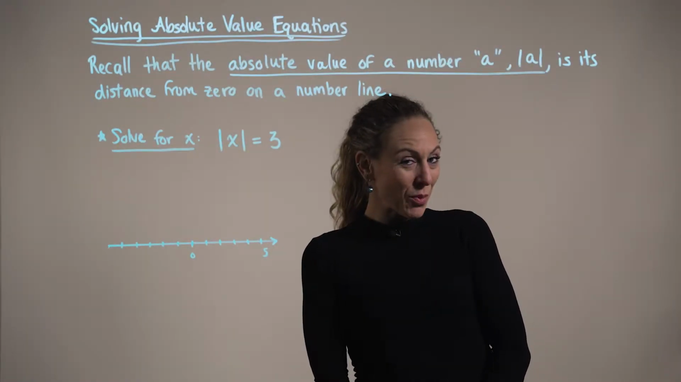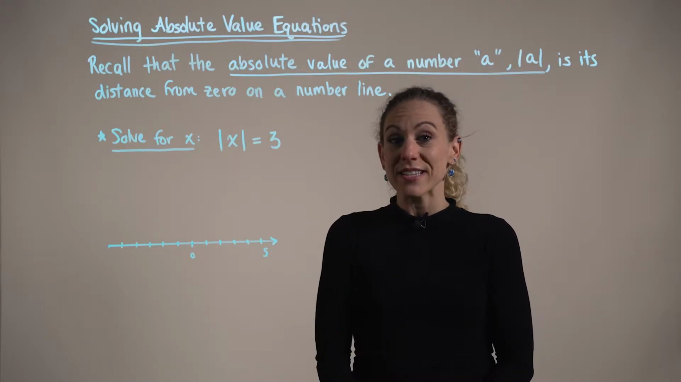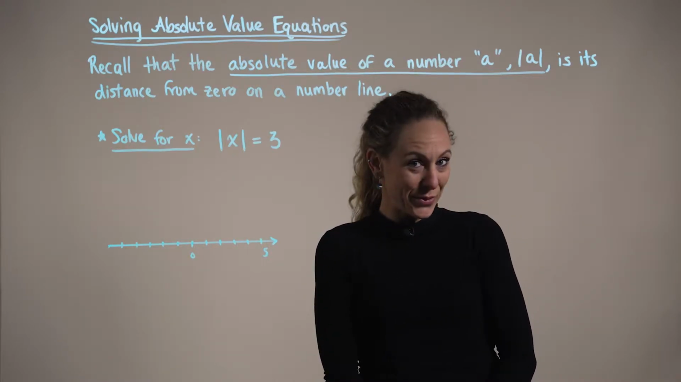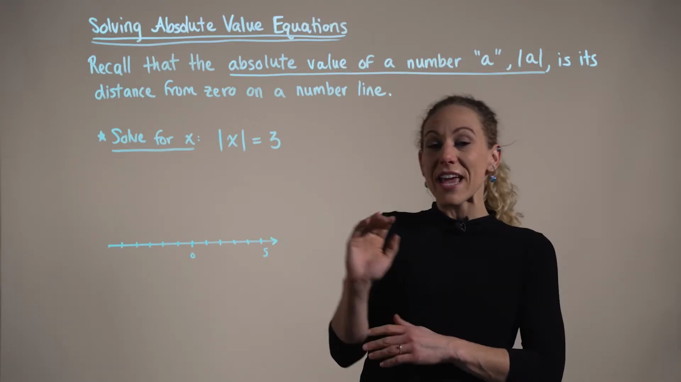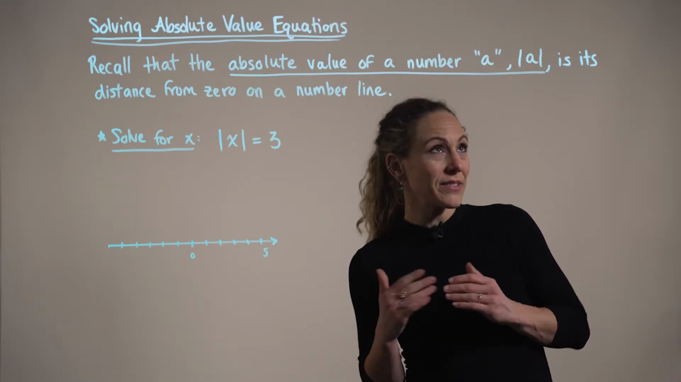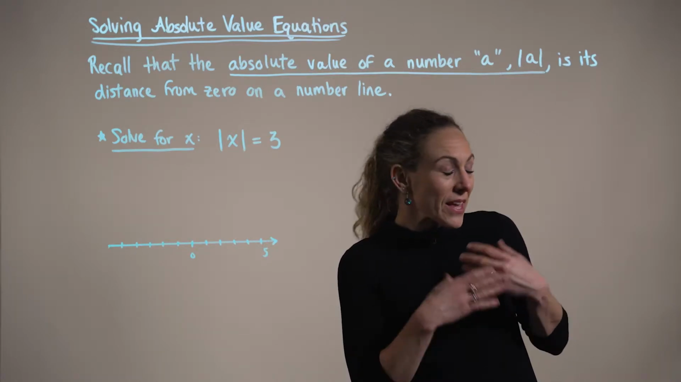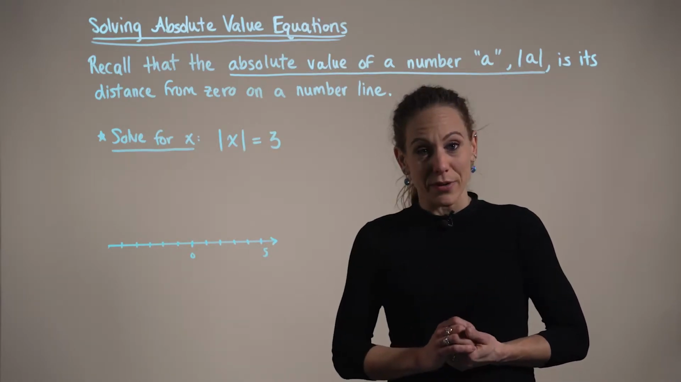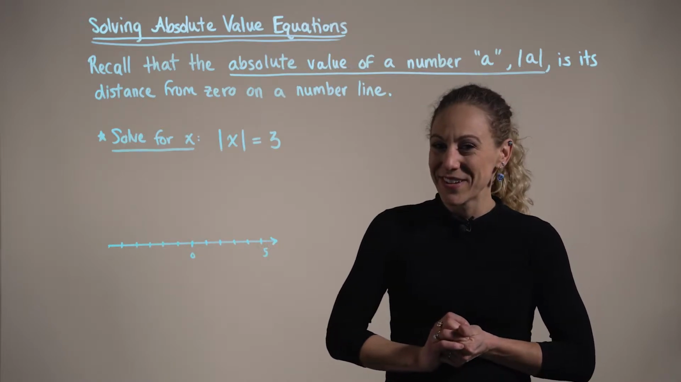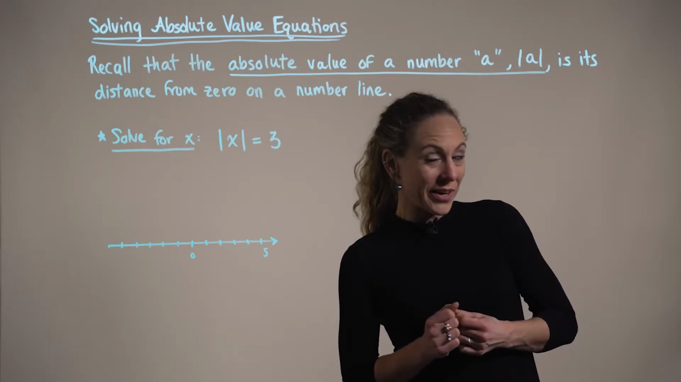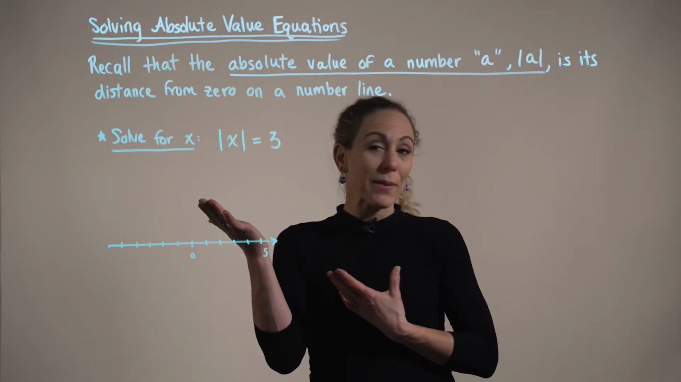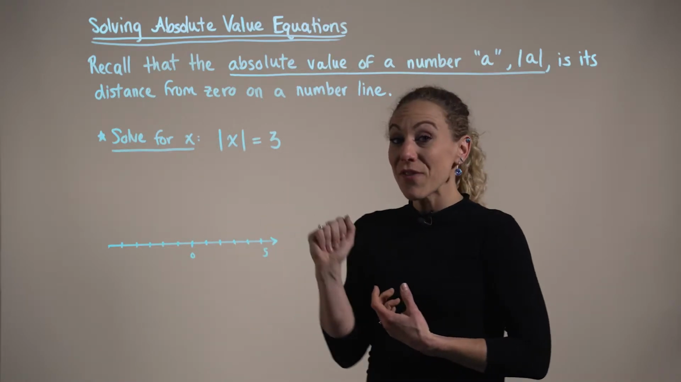Here we begin to explore how to solve equations that contain absolute values. To get us started, let's recall that the absolute value of a number, say a, is its distance from 0 on a number line. We're now going to use the definition for the absolute value of a number to help us solve absolute value equations such as the following.